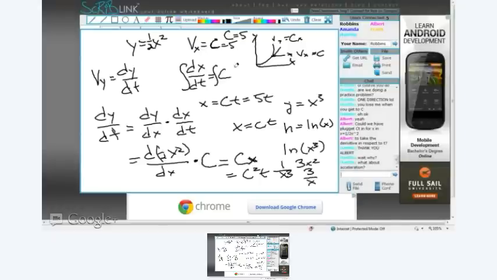The acceleration, so we need to take the derivative again. So if we had put it in to this form, then we know the derivative of y with respect to t is just going to be c squared.